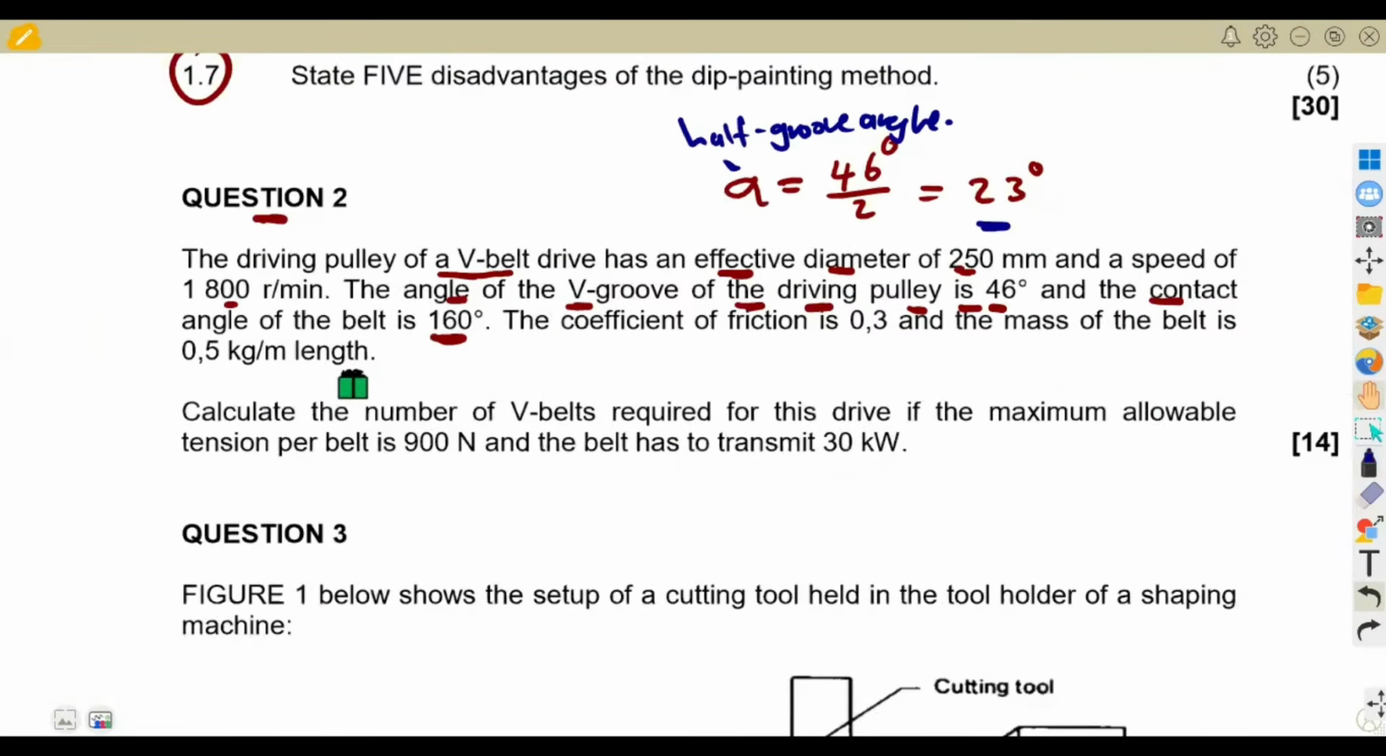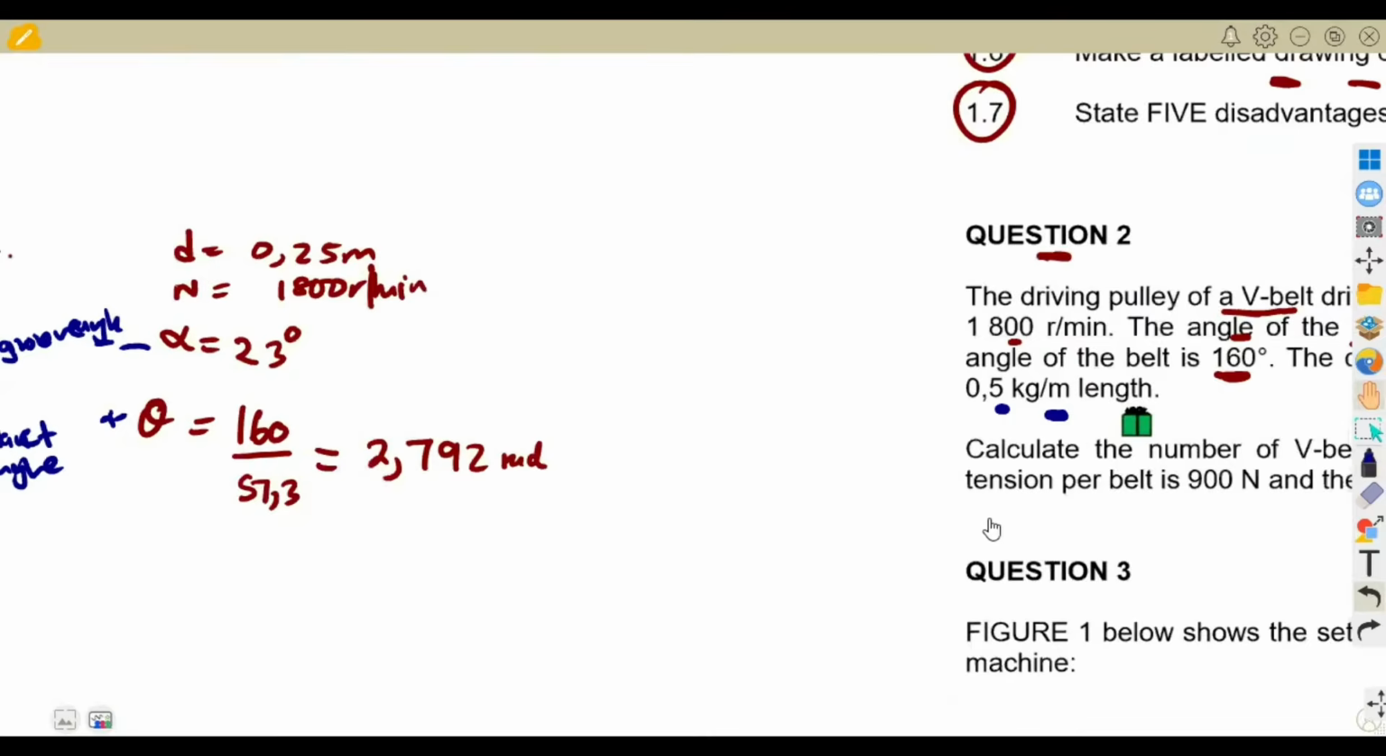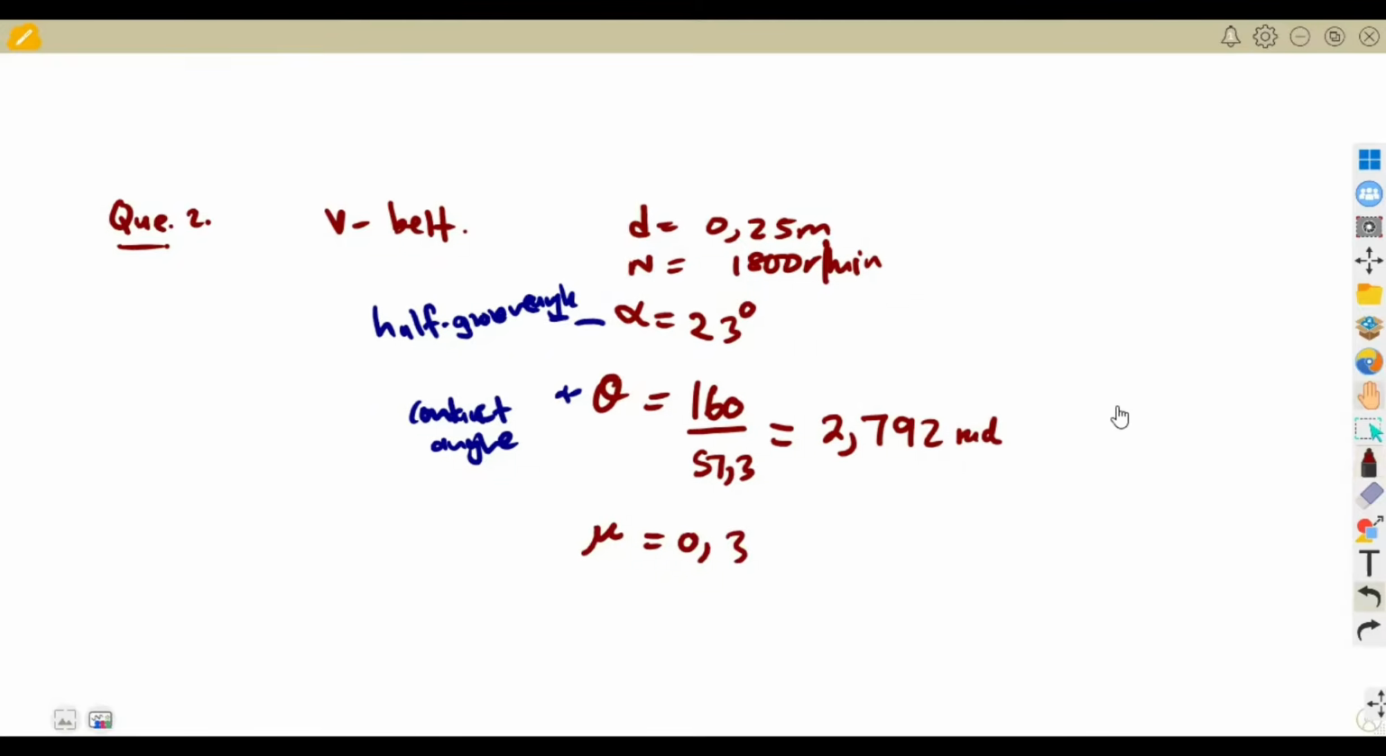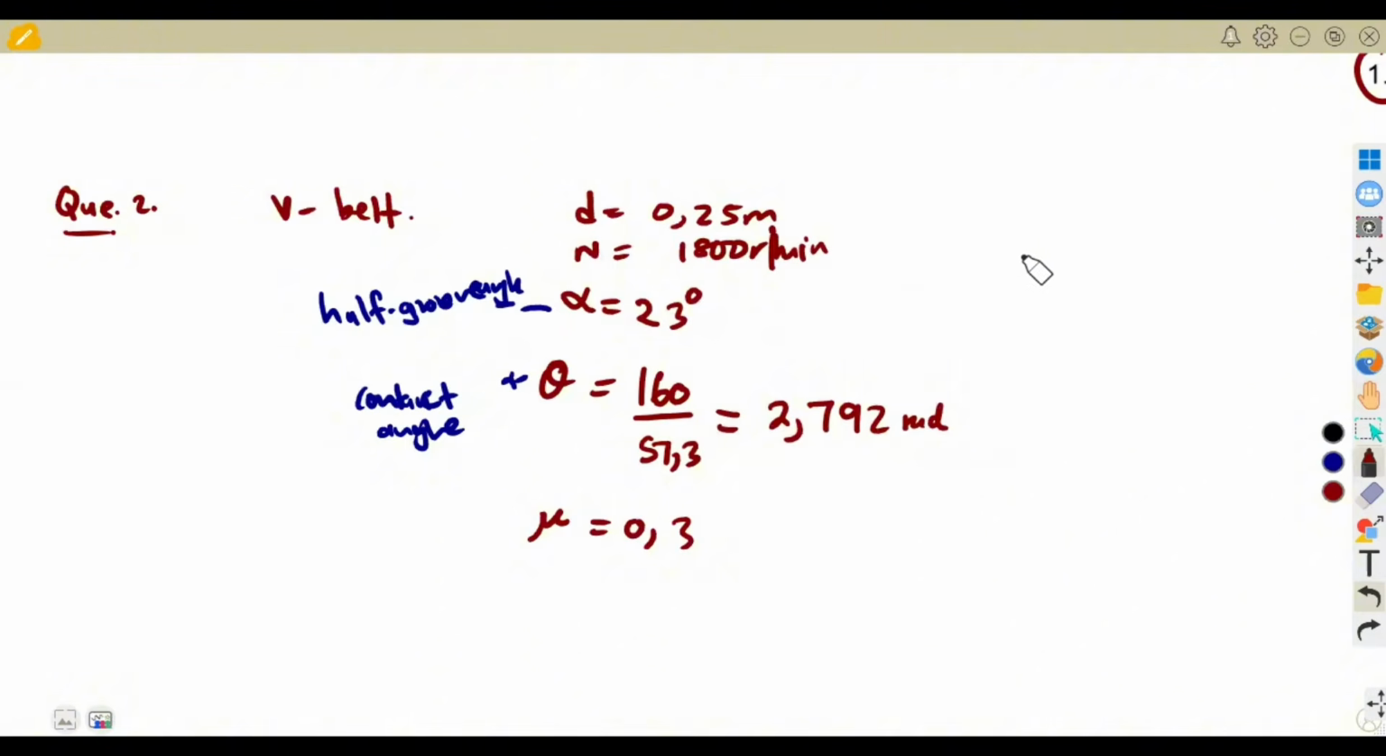Then we are given the coefficient of friction of 0,3. The mass of the belt is 0,5 kilograms per meter length. All right, so there are two things that we are given there. One, the coefficient of friction, which is 0,3. Then we are also given the mass. Take note, the mass per meter length. That's 0,5 kilograms per meter length.